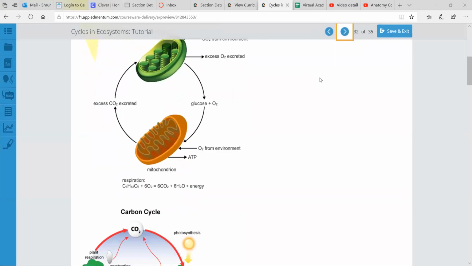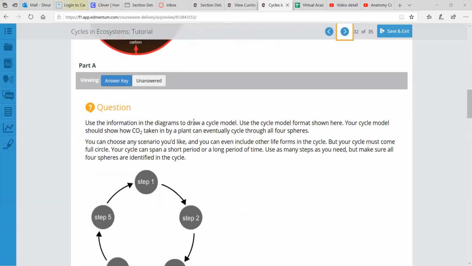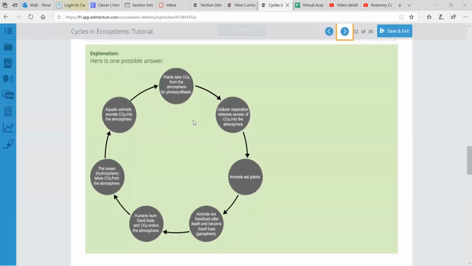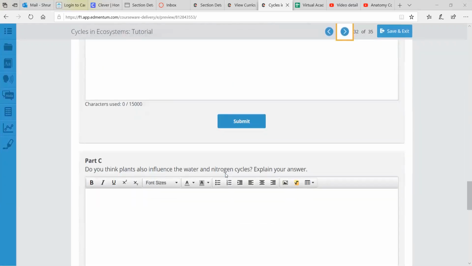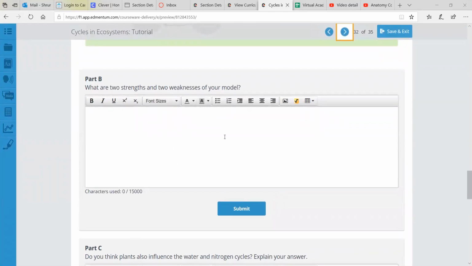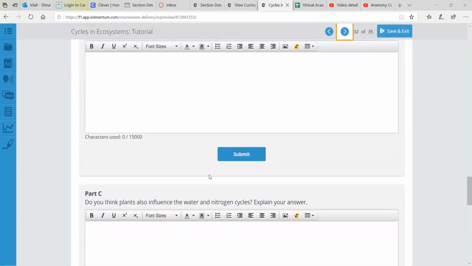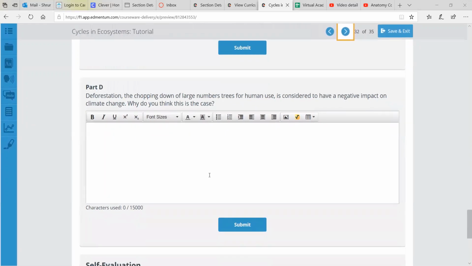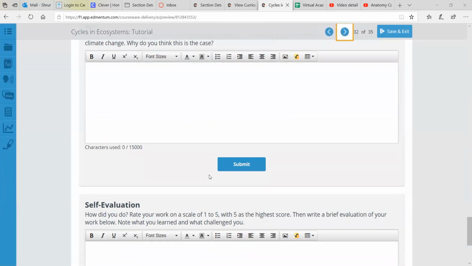And you're just going to look at these diagrams. And here is one example. I'll let you look at that. And then you're given questions asking about your model. And do you think plants influence the water and nitrogen cycles? You're asked about deforestation. And then self-evaluate.